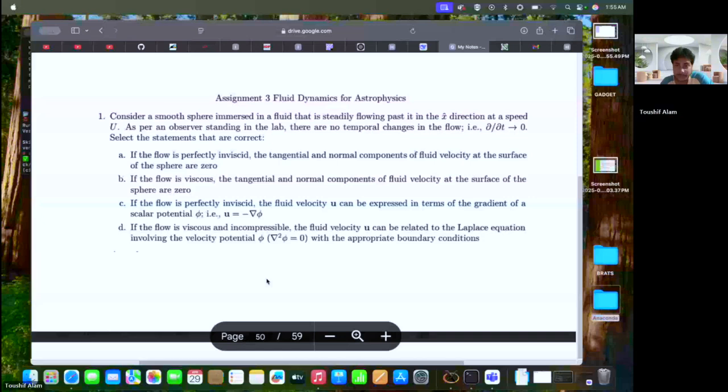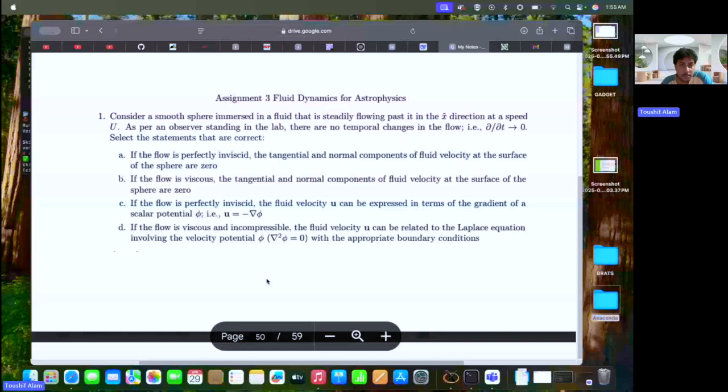So therefore only one boundary condition is required on the surface of the sphere. Because for the first derivative, there will come only one constant, only one boundary condition. So that's why it will be required.